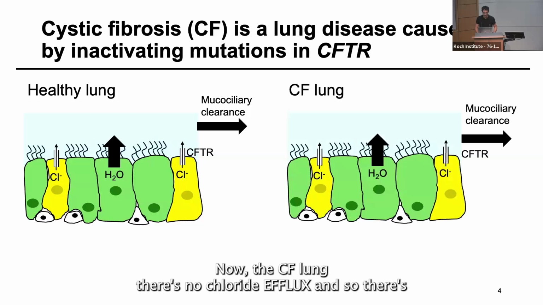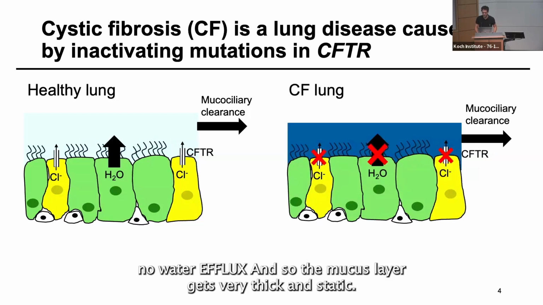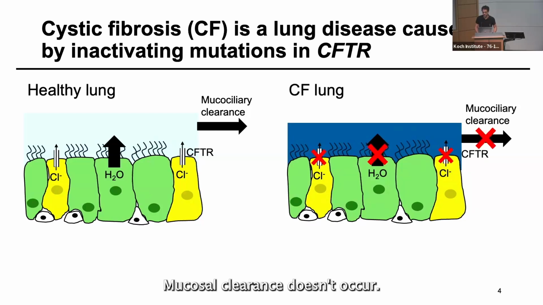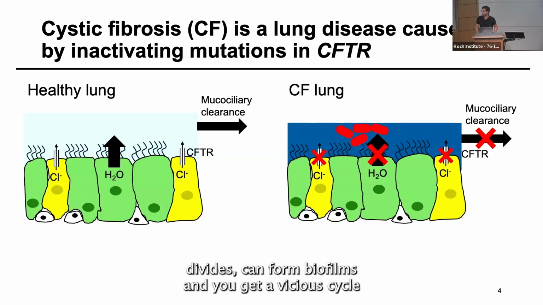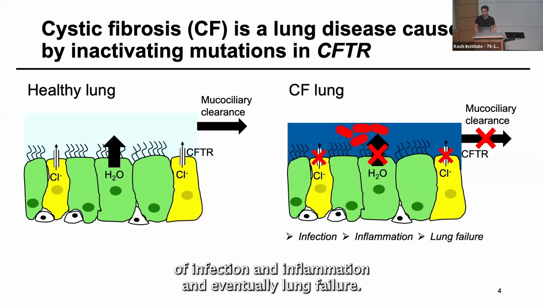Now in the CF lung, there's no chloride efflux, and so there's no water efflux. And so the mucus layer gets very thick and static. Mucociliary clearance doesn't occur. If you inhale a pathogen, instead of getting cleared, it divides, can form biofilms, and you get a vicious cycle of infection and inflammation and eventually lung failure.